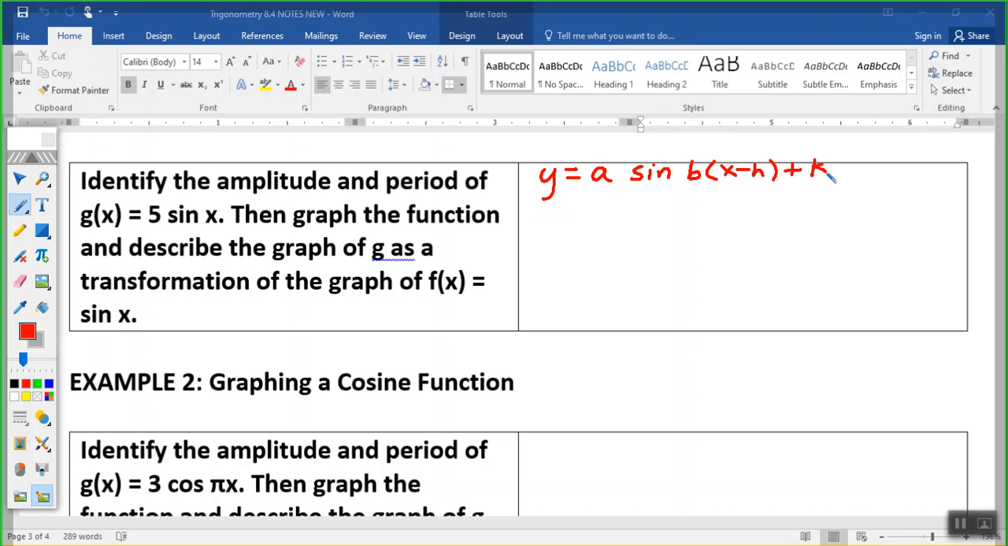Now understand this. A, b, h, and k are going to be some what? Number. A, b, h, and k will be some number. A is always going to be out front like this right here. So guys, our job right now is to say, all right, it says identify the what? Amplitude. And we know the amplitude is the absolute value of what value? A.